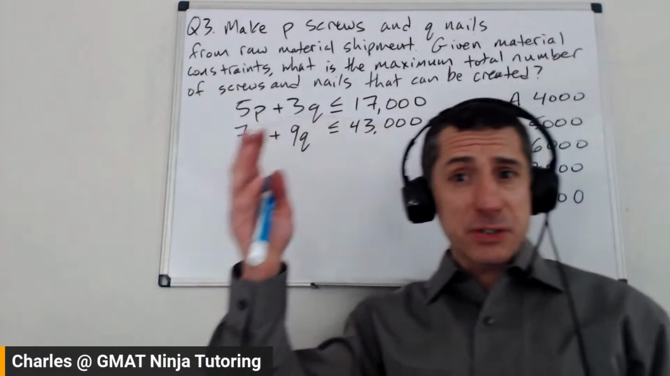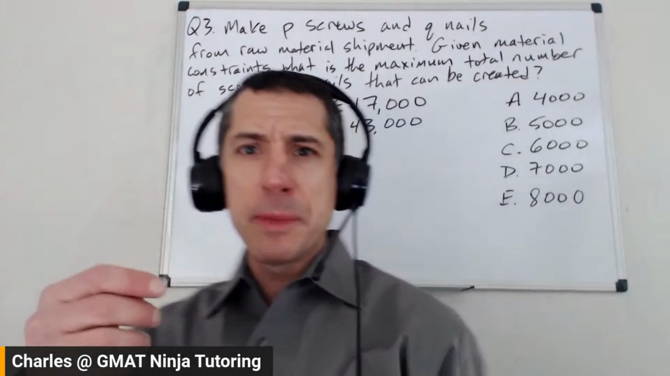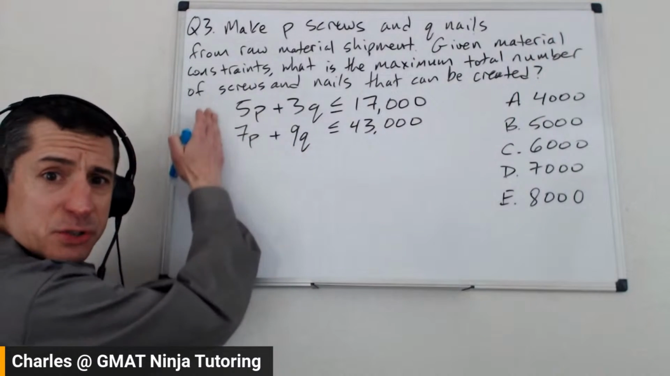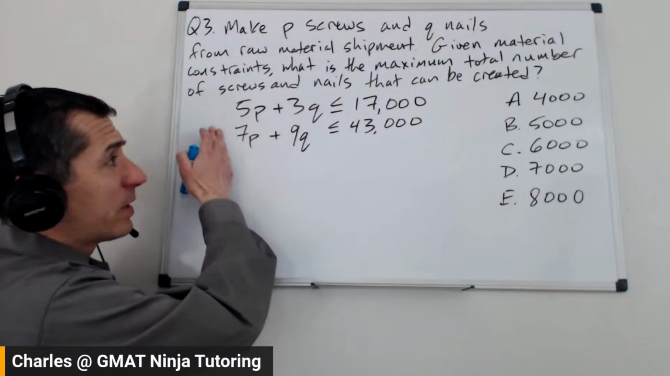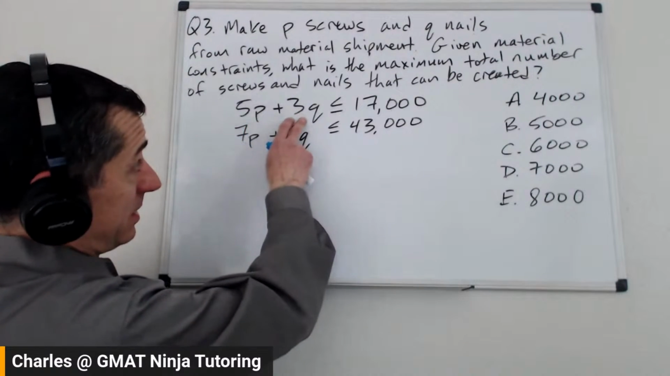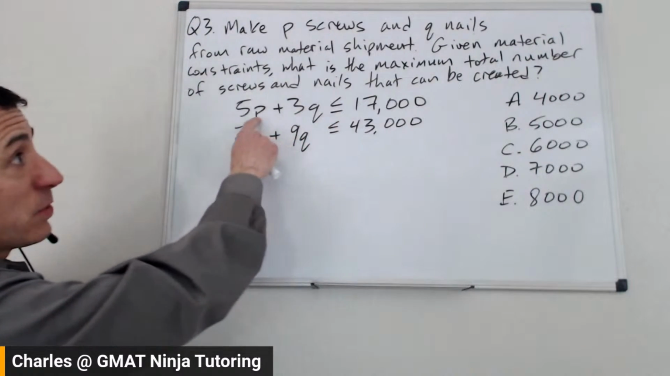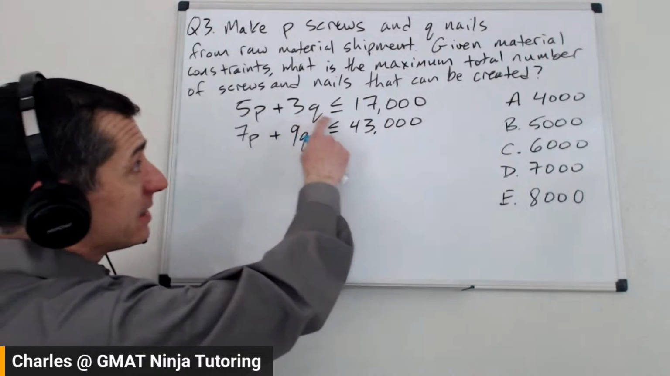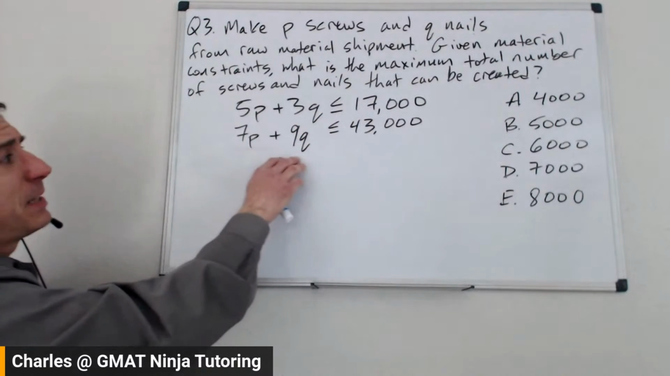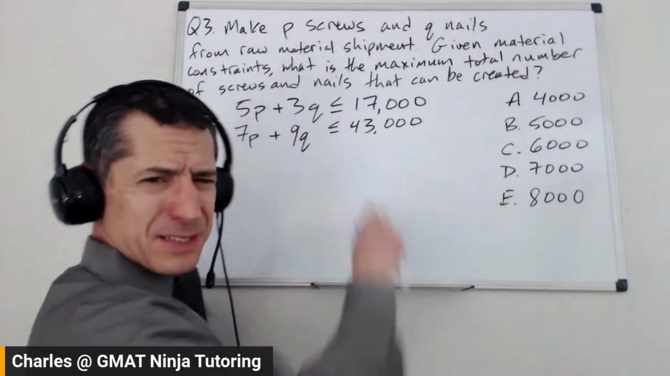Hey, we're going to make P screws and Q nails, however many P and Q are, from a raw materials shipment. We've got these material constraints. This is how much we can make. What do those things really mean? I don't know, but 5P plus 3Q, so 5 times the number of screws plus 3 times the number of nails, is going to be less than 17,000, or 7 times the screws plus 9 times the nails is going to be less than 43,000.